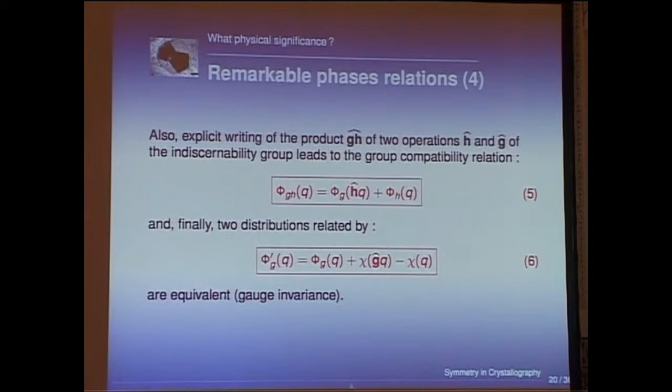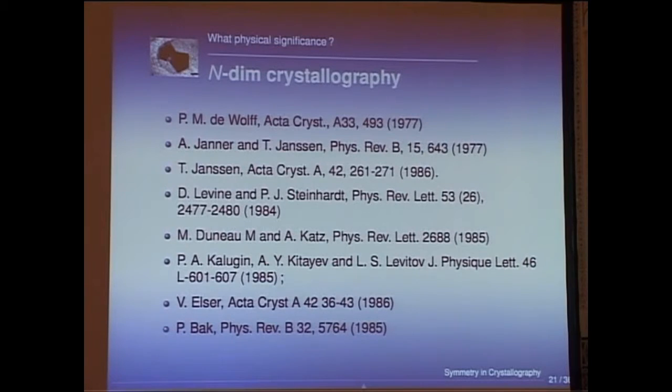And finally, this one, which I will not discuss, is just the standard gauge invariant way to change the origin. Using that, you say if the six relations are satisfied in my models, then I will make an object, any infinity of objects, which are all indistinguishable. Let's go. It's n-dim crystallography.